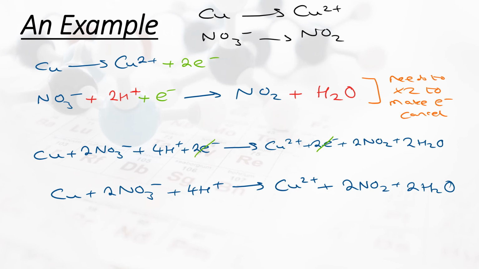And then we can cancel out our electrons. We have 2 electrons on both sides, so we cancel those out. We look at anything else, nothing else is on both the reactant and product side. So our balanced redox equation for this would be copper plus 2NO3- plus 4H+ going to copper 2+ plus 2NO2 and 2H2O.